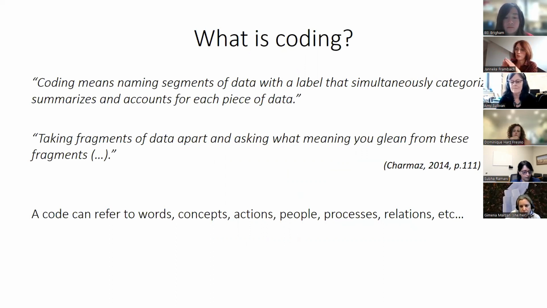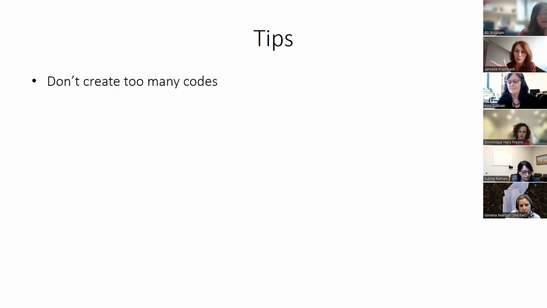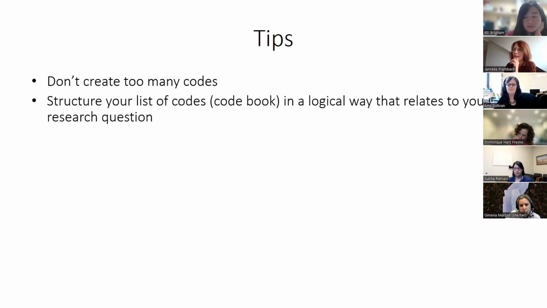It could refer to just one word, to a concept, to actions, to a whole bunch of things. Sometimes a code is one word, sometimes it's a sentence. So that is also about developing your personal style, I would say. Some tips from me personally is don't create too many codes. In my first project, I think I created a phone book of codes, but then realized this is too much and kind of downsized that to a much more focused template that I then applied to the other parts of my data. So you have to balance that a little bit.